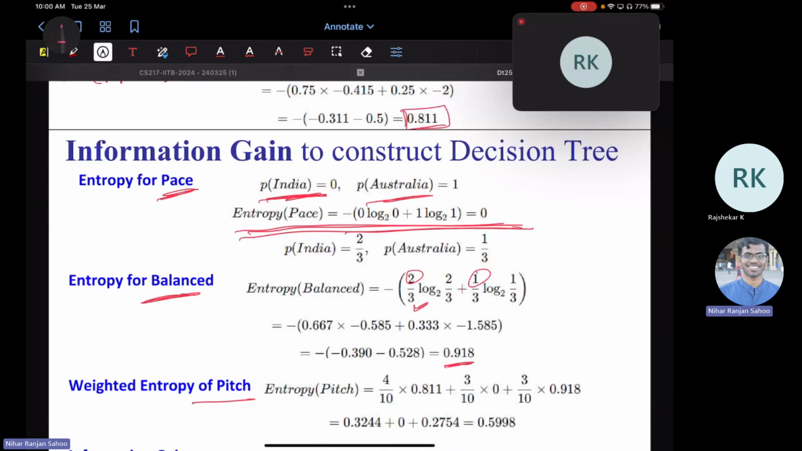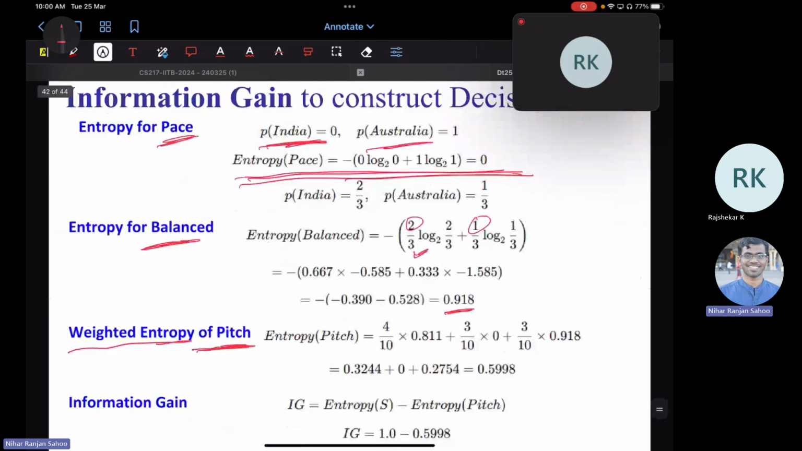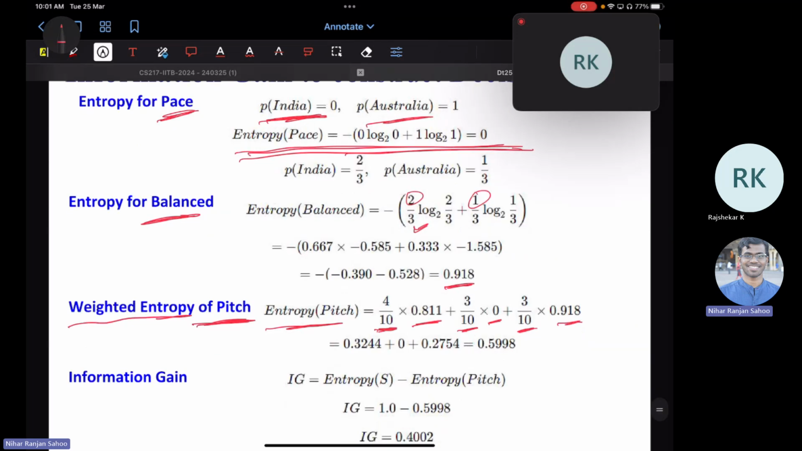Now what we do? We compute something called the weighted entropy of this particular feature, pitch type. How do we compute the weighted entropy? It is the probability of one particular pitch type times the entropy of that pitch type. So again, this is for the pace, the entropy of pace and probability of balance, entropy of the balance, right? If you see, you are getting weighted entropy of pitch type as 0.5998.